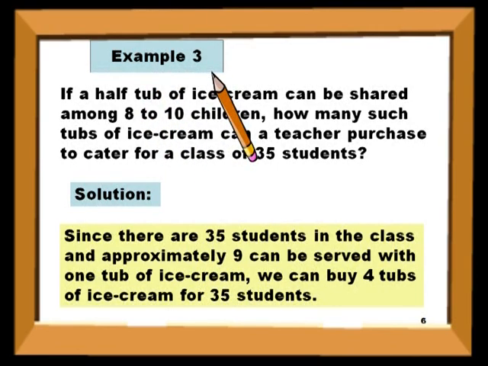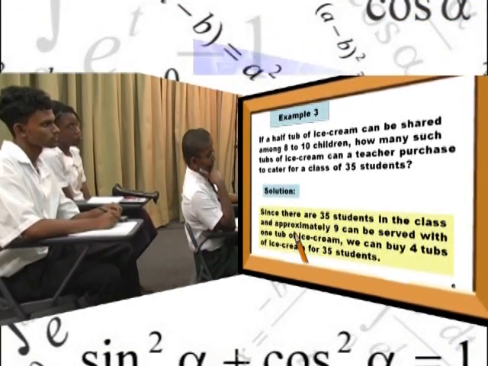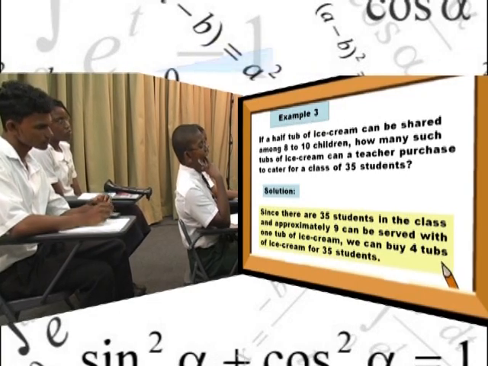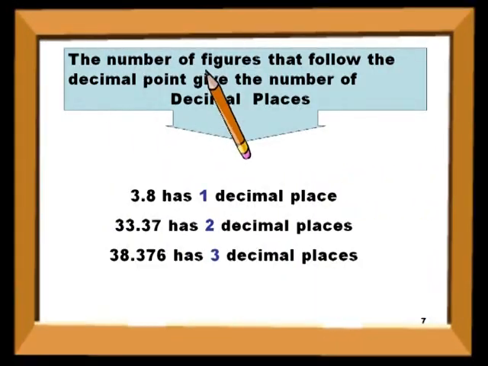Example 3. If a half tub of ice cream can be shared among 8 to 10 children, how many such tubs of ice cream can a teacher purchase to cater for a class of 35 students? Solution. Since there are 35 students in the class and approximately 9 can be served with 1 tub of ice cream, we can buy 4 tubs of ice cream for 35 students. The number of figures that follow the decimal point give the number of decimal places. 3.8 has 1 decimal place. 33.37 has 2 decimal places. 38.376 has 3 decimal places.